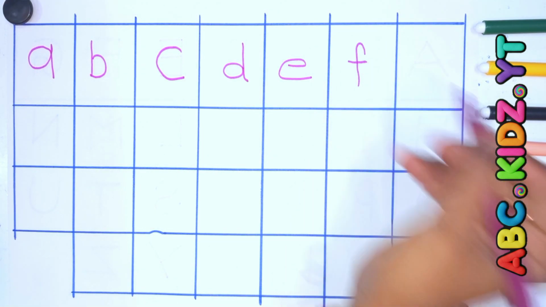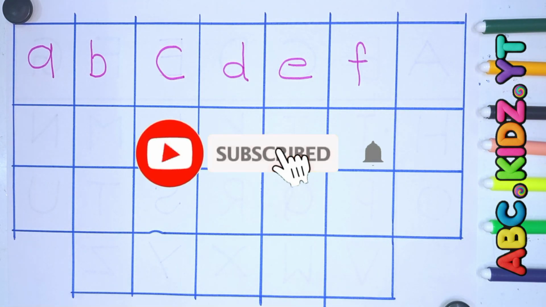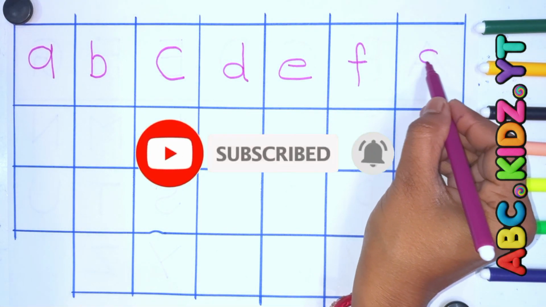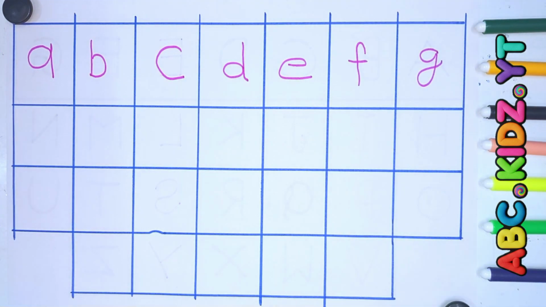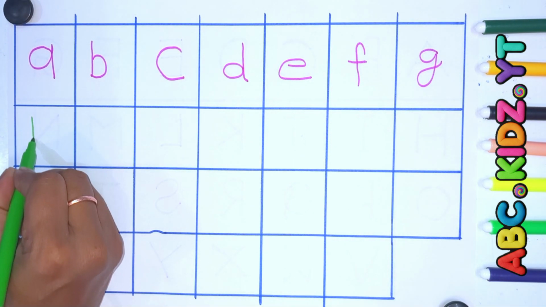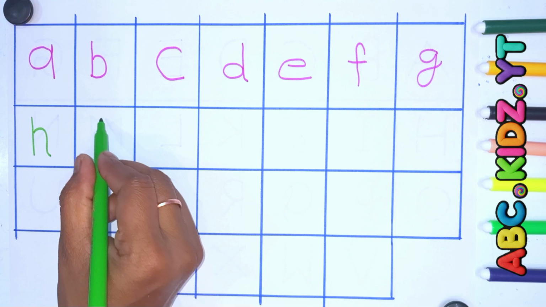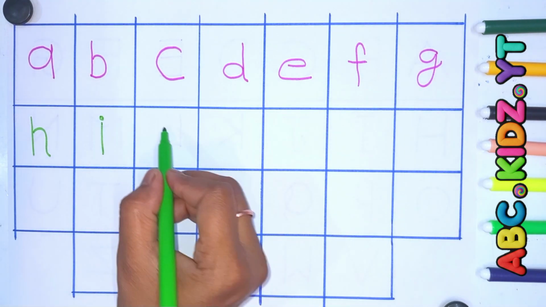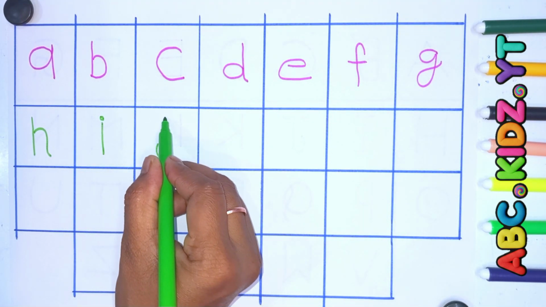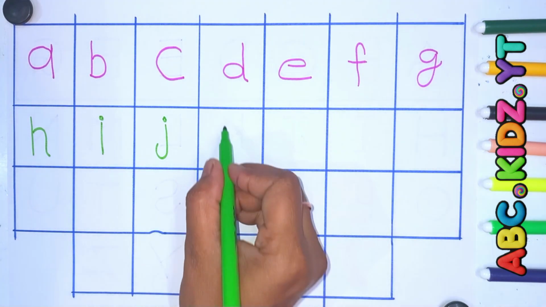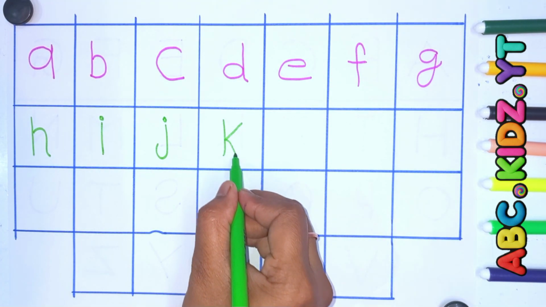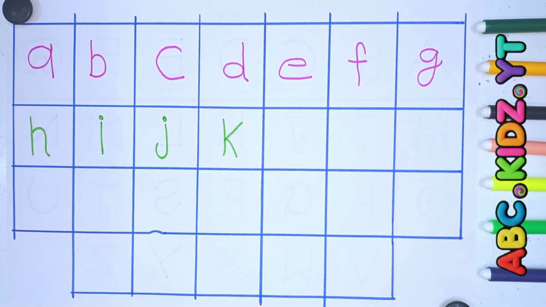F for fish. G for grapes. H for horse. I for ice cream. J for juice. K for kite.